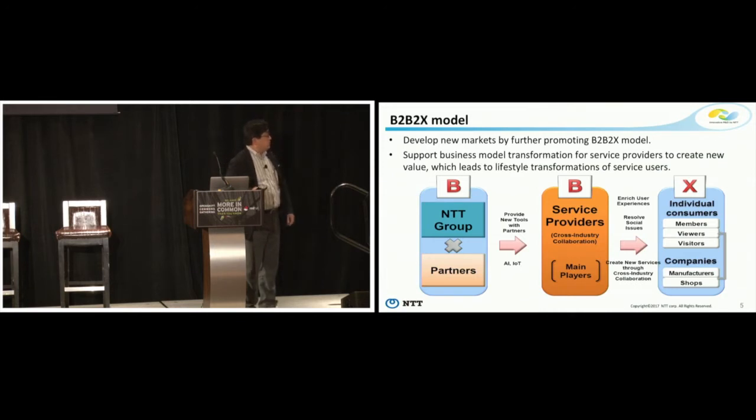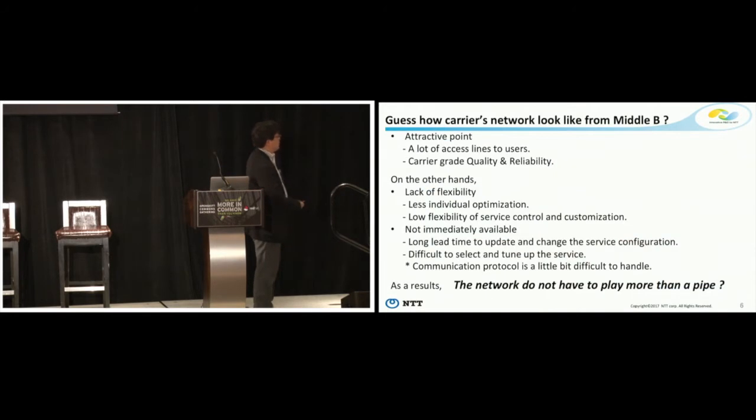As shown in the figures, NTT wants to collaborate with middle B partners, such as IoT service providers and content providers, to develop new market, digital market. So as for back end B position, NTT wants to provide some collaboration platform to middle B partners.